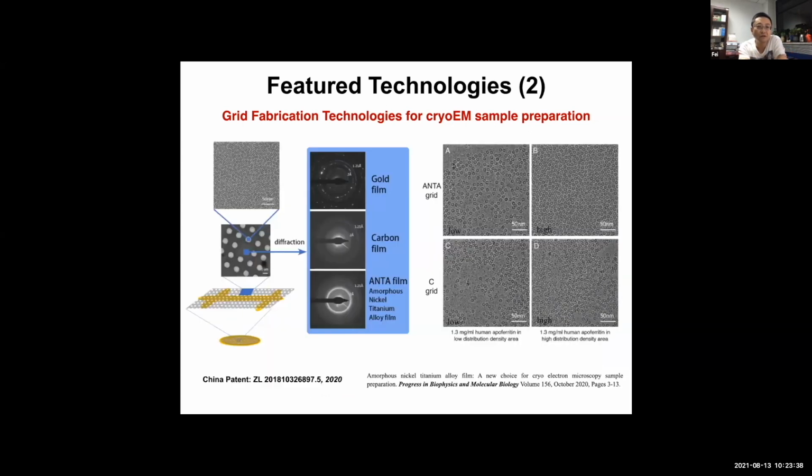And recently, we developed a new cryo-EM grid. We call it amorphous nickel titanium alloy film, to replace the carbon film. Using this metal film, we can achieve improved uniform distribution of particles compared to the conventional carbon film. And using this metal film, we can also achieve a better resolution for single particle analysis.